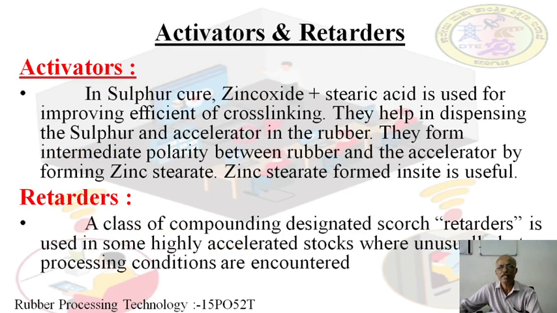Next, activators and retarders. Activators: in sulfur cure, zinc oxide plus stearic acid is used for improving the efficiency of cross-linking. They help in dispersing the sulfur and accelerator in the rubber. They form an intermediate polarity between rubber and the accelerator by forming zinc stearate. Zinc stearate formed inside is useful.